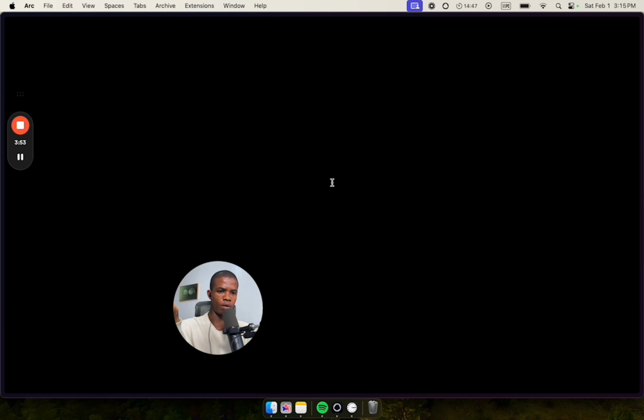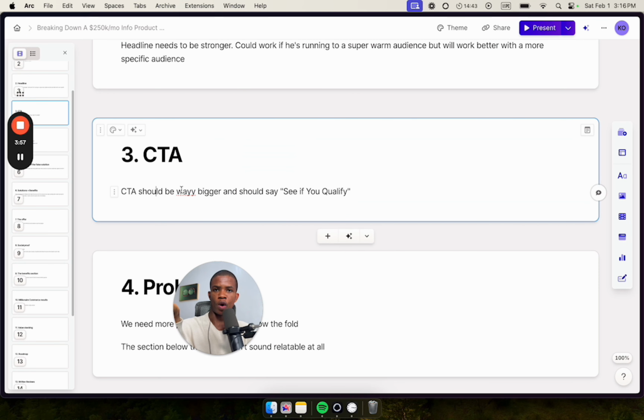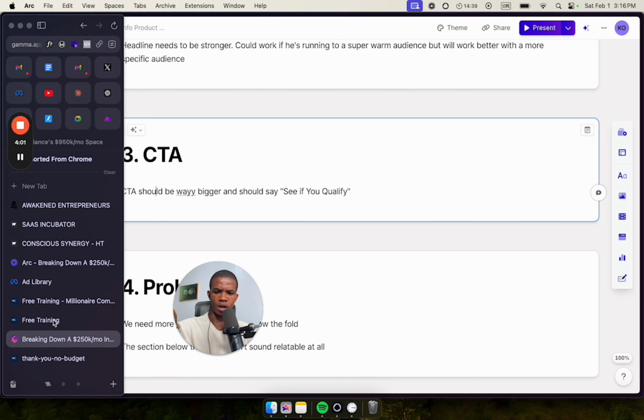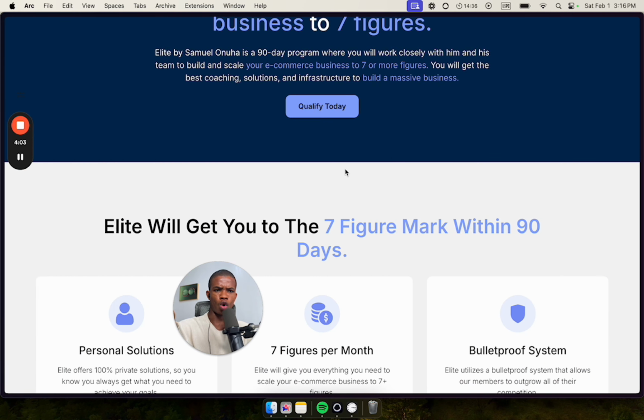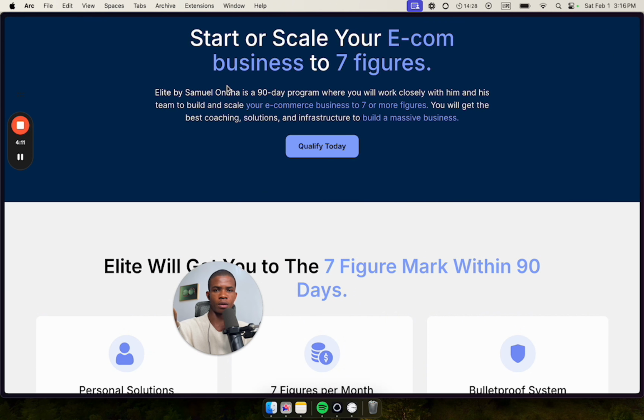Now, the next one here is the CTA. So the CTA should be way bigger. And it should say, see if you qualify. This is very important because right now what it says is qualified today. Like, what does that even mean? Qualified today doesn't make sense. This doesn't sound like it was written by someone in a native English country, right? Because qualified today really doesn't mean anything. It needs to be, see if you qualify today.